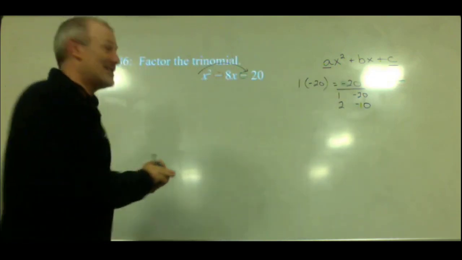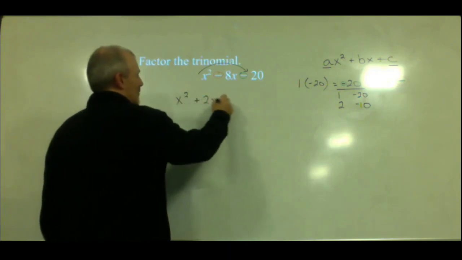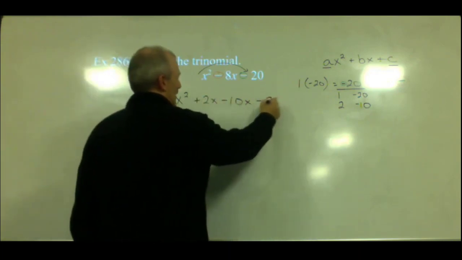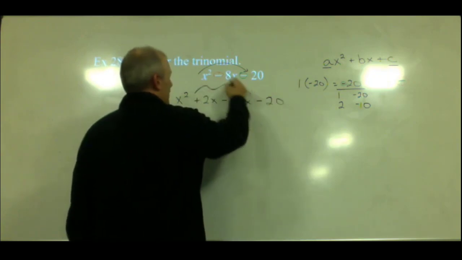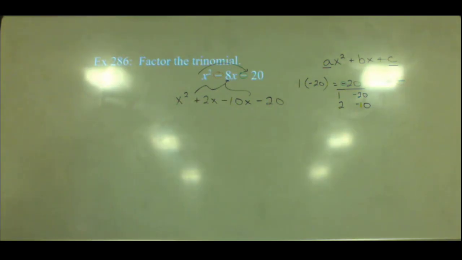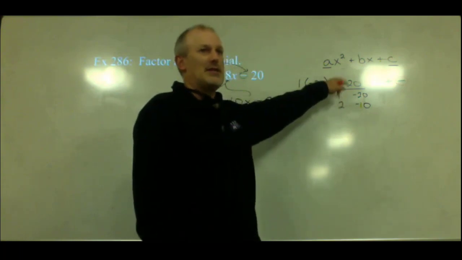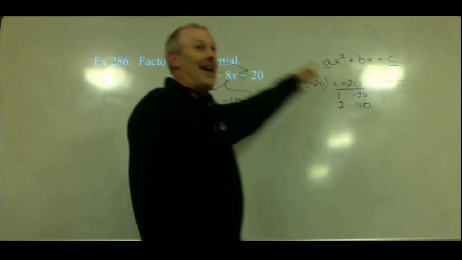It has to multiply to be this and then add to be this. Remember what our next step is. We're going to write this down: x squared plus 2x minus 10x minus 20. These two have to add up to be that negative 8, so I can't just pick any pair, I have to go in order. You can't do 2 times -4 anyway because that doesn't equal negative 20. Remember, it has to multiply to be this and add to be this.